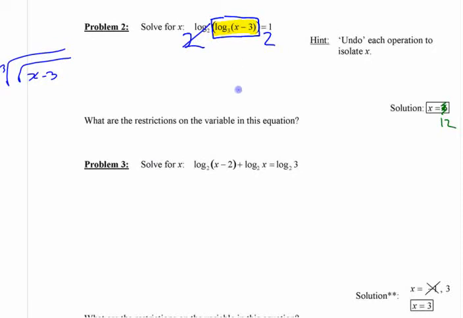And then whatever the something is in yellow there, log base 3 of x minus 3 equals 2 to the power of 1. The inverse of a logarithm in whatever base is just anti-log in that base.